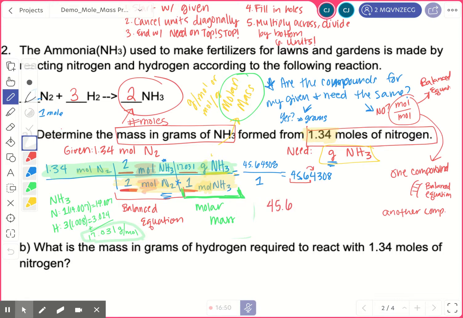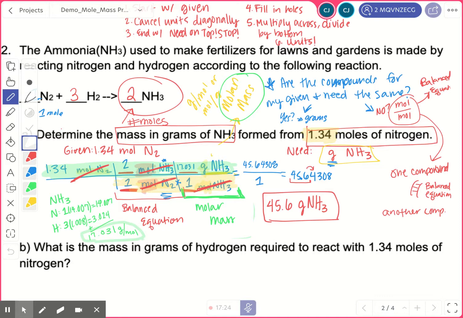That gives me the final answer of 45.6. Now I need some units, right? So I'm going to have my moles cancel out with my moles. My moles of NH3 cancel out with moles of NH3. And I'm left with grams of NH3, which is great because that's what I needed. Boom. It was a lot of work, but you did it. All right, let's try this next one.